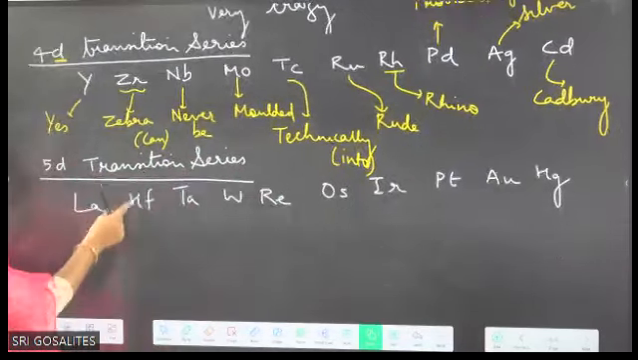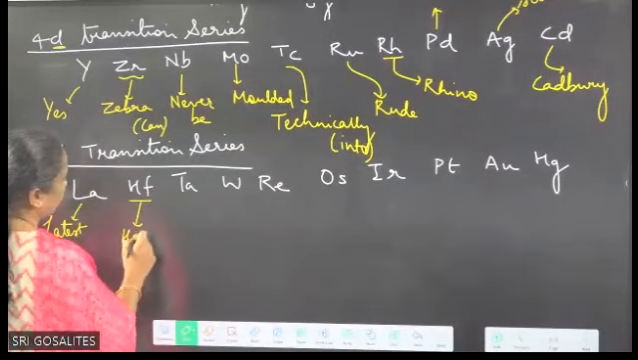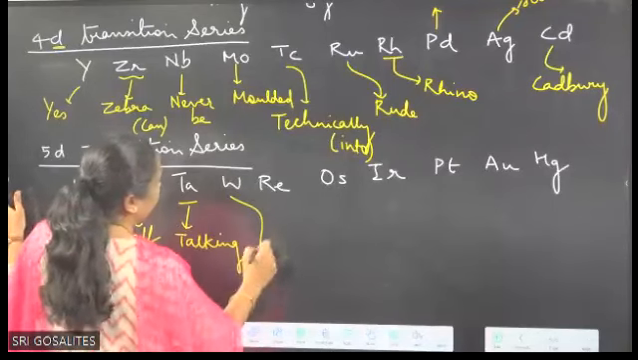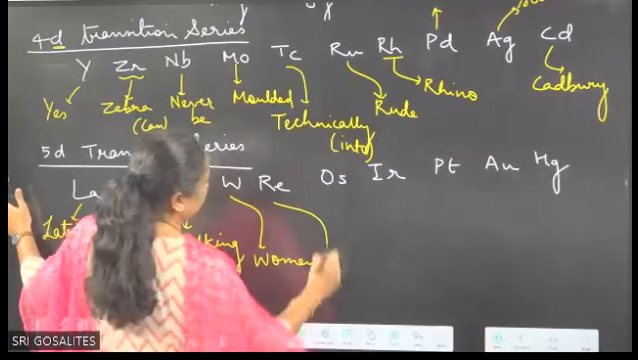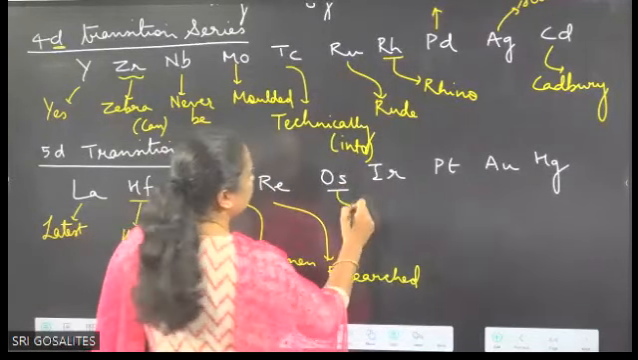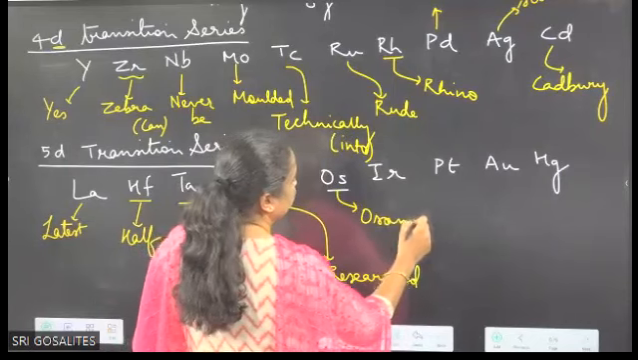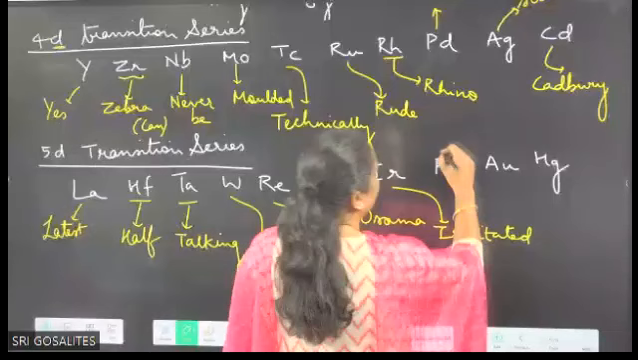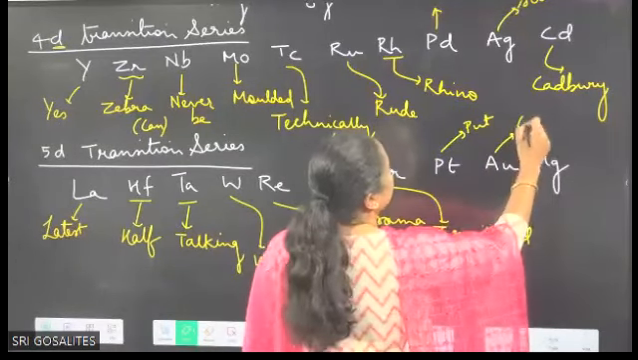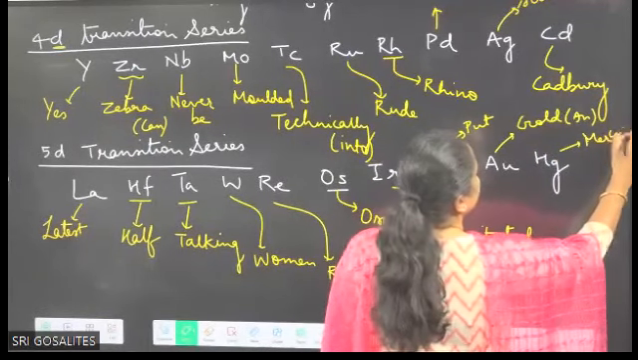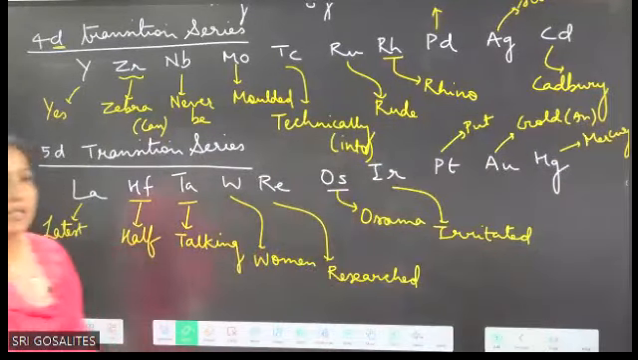So now here, you can write this as: latest half talking women researched, right? So because of that, Osama got irritated. So he has put gold in mercury. This is mercury. Right? Try to understand this mnemonic.